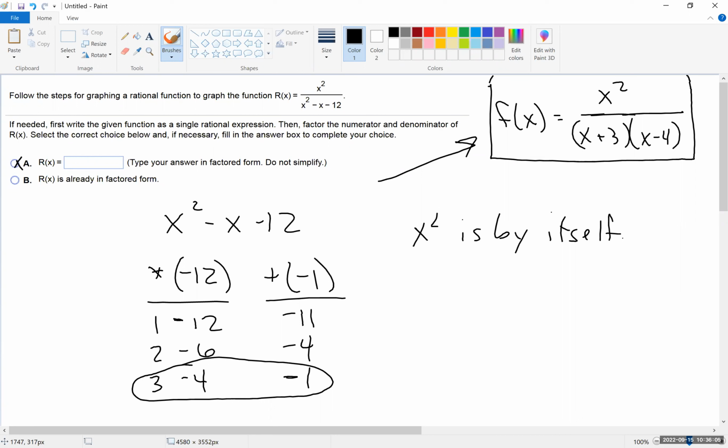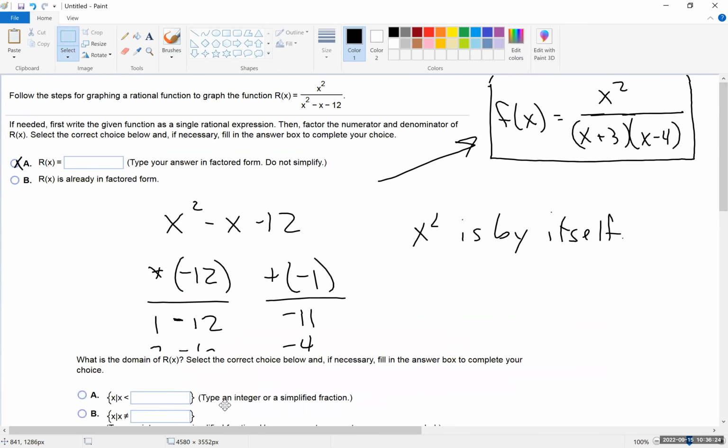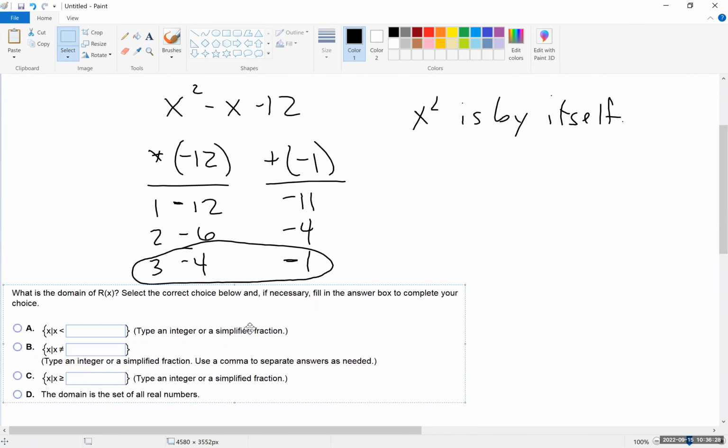Questions on that? If you have questions, please let me know. If not, we're going to try to get through as much as we can here. So then the next part of the question, and I'm going to show it just like it looks in my MyMathLab, because sometimes that can be an issue. Okay. What is the domain?